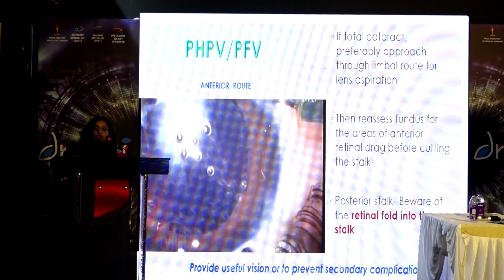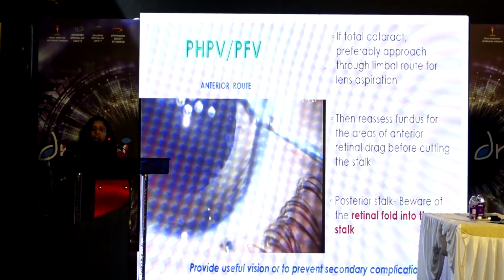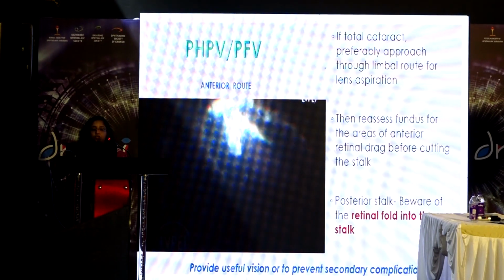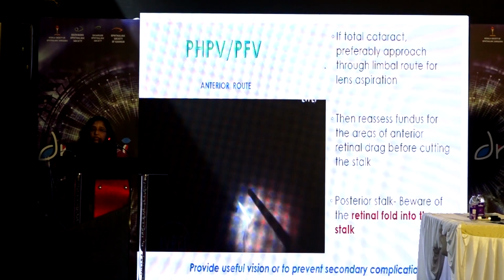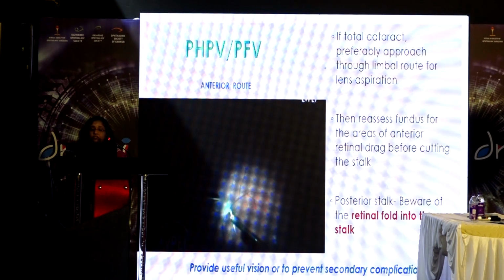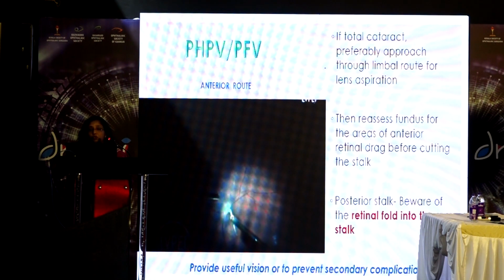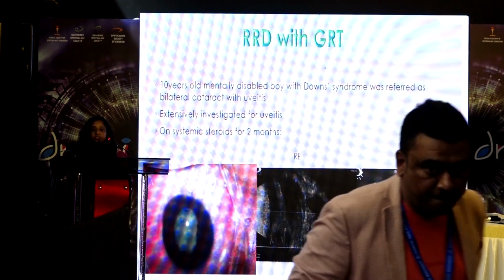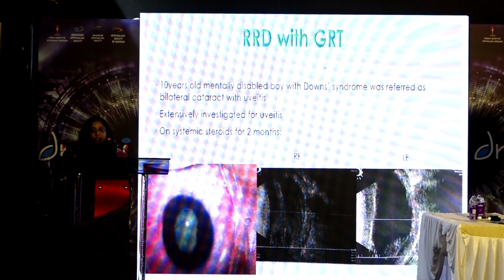And this was a case wherein you could see that the posterior stalk was attached to the posterior capsule. So you had to go from the anterior route, and in these cases you have to be very careful. The retina can be dragged into the anterior or even to the pars plana. So don't go just from the posterior route. Go carefully and depress and see where the attachment is. Otherwise you may land up creating an iatrogenic break.